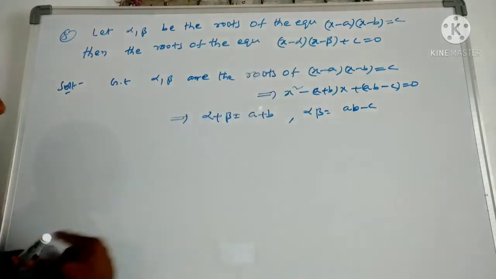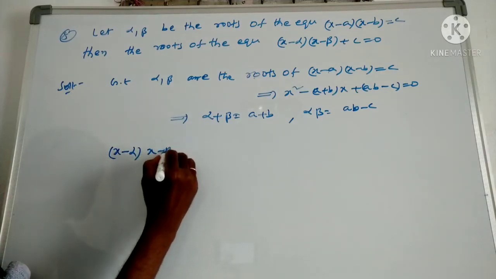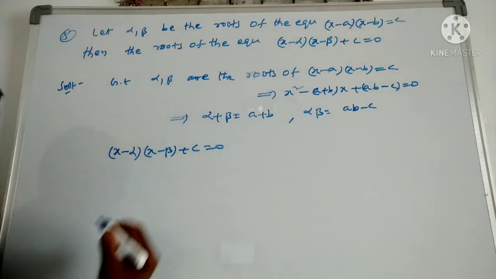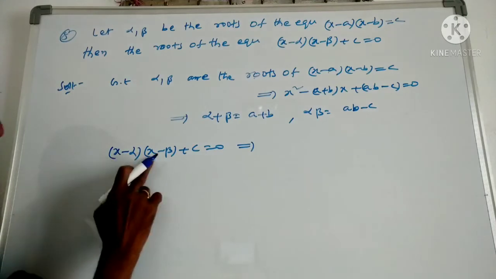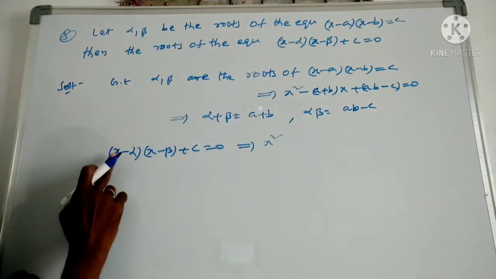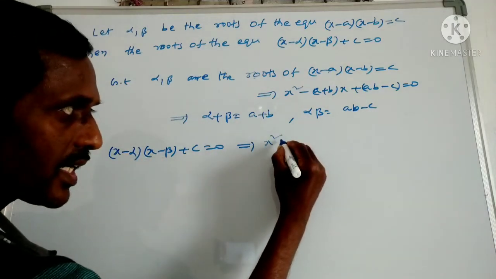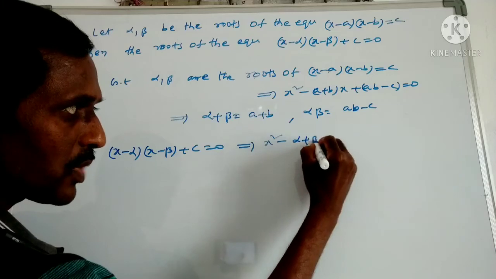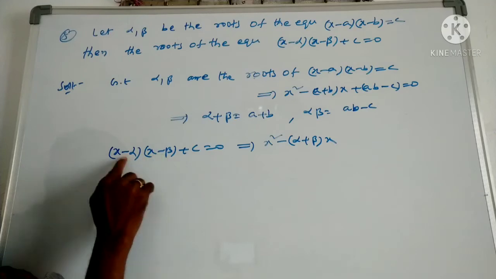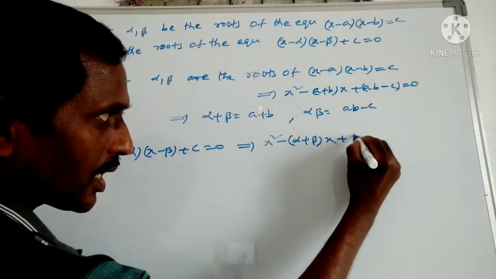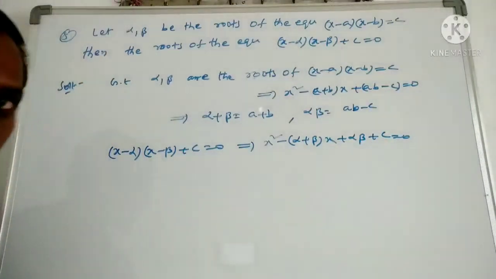So let us simplify this equation: (x minus alpha) into (x minus beta) plus c equals 0. It is the equation given. Now convert this into the quadratic form. x into x is x square. It is minus beta x. It is minus alpha x. Minus x taken as common: (alpha plus beta) into x. Then alpha into beta, minus into minus is a plus sign. So plus alpha beta plus c equals 0. It is the quadratic equation.